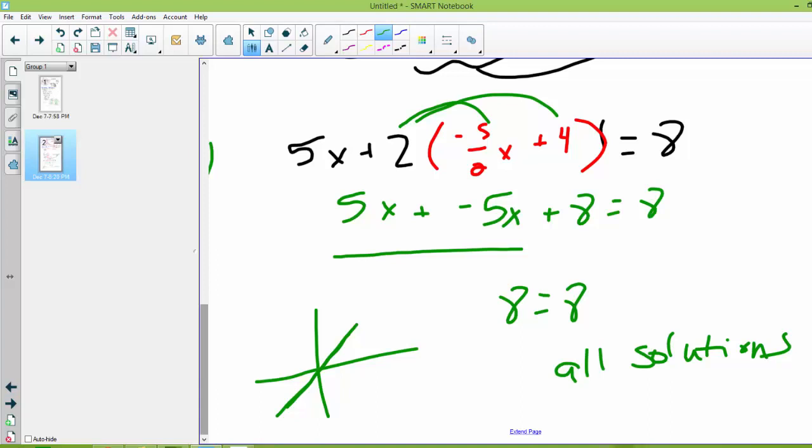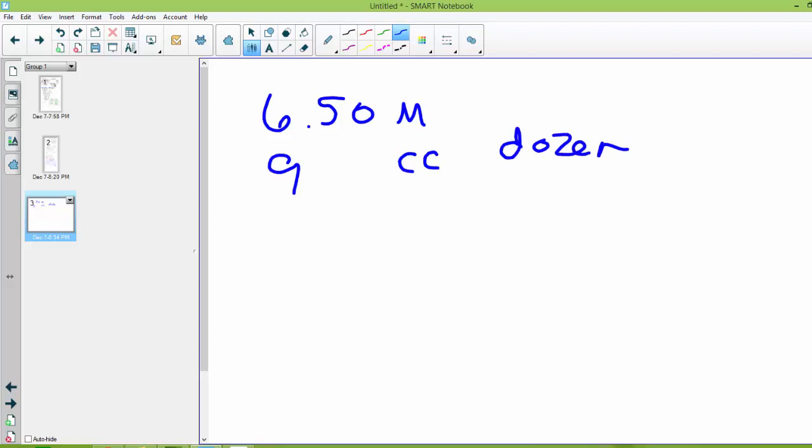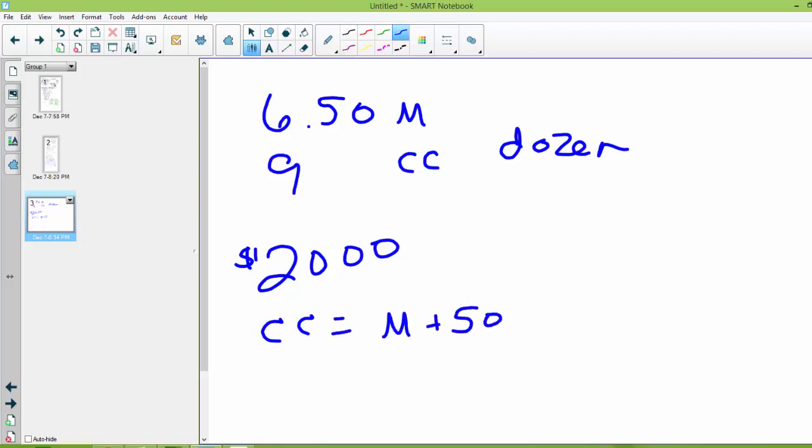All right, let me give you a story problem. Try a story problem. So there's a bakery, and the mint cookies are $6.50 per dozen, and the chocolate chip cookies are $9 per dozen. So yesterday the bakery sold $2,000 worth of cookies. That's the total sales. And the chocolate chip sold 50 more dozen than the mint. So the chocolate chip equals the mint plus 50.